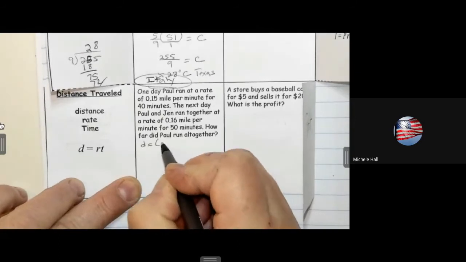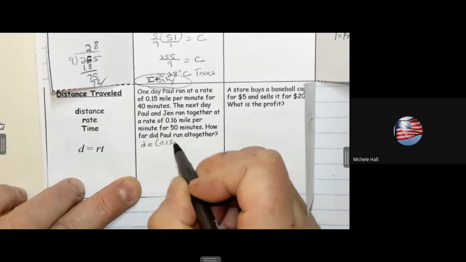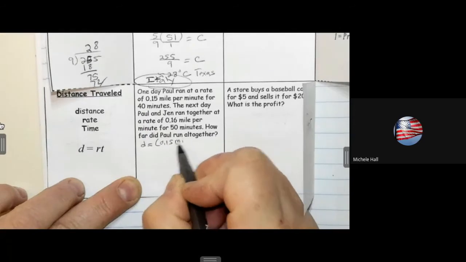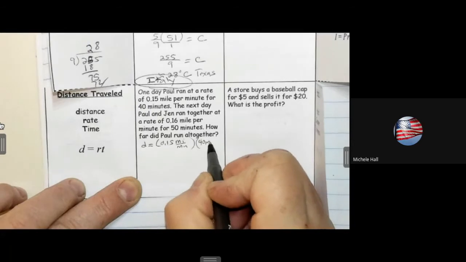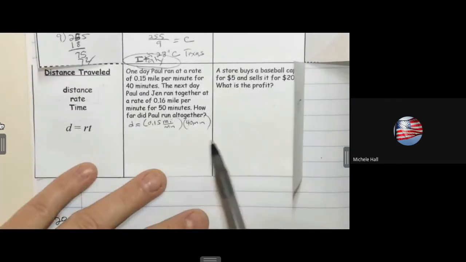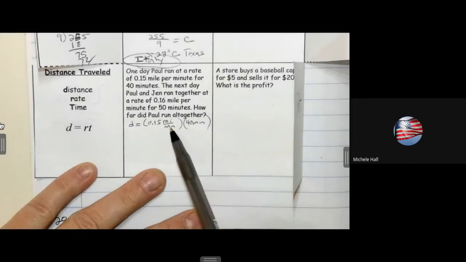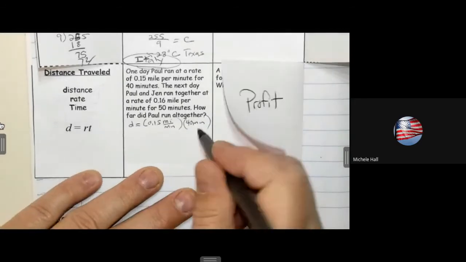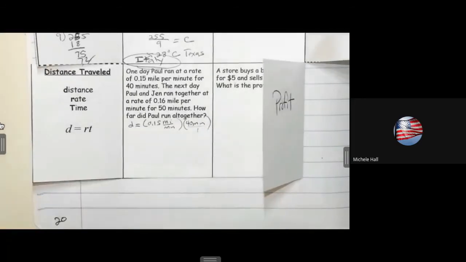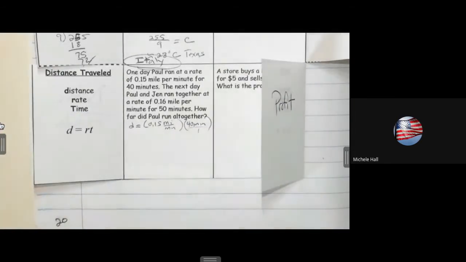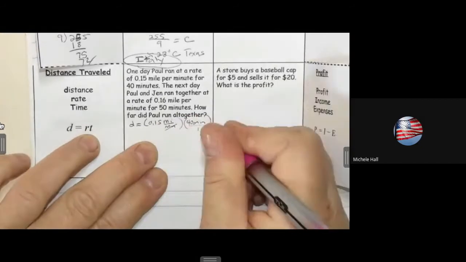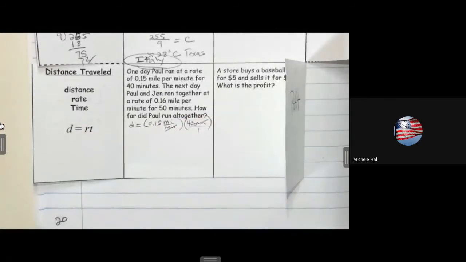Distance equals 0.15 miles per minute times 40 minutes. Multiply those together. Notice that minutes is in the denominator and minutes is in the numerator. If I made this a fraction, put it over 1, minutes would be in the numerator. Well, units can cancel the same way that numbers cancel. So minutes in the denominator cancels with minutes in the numerator.